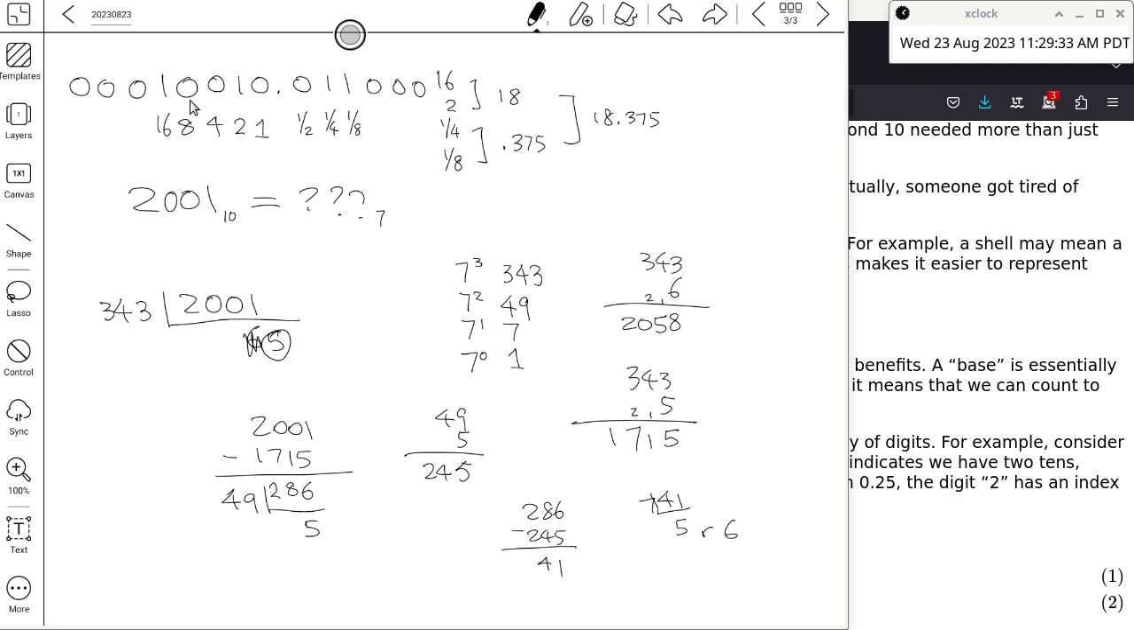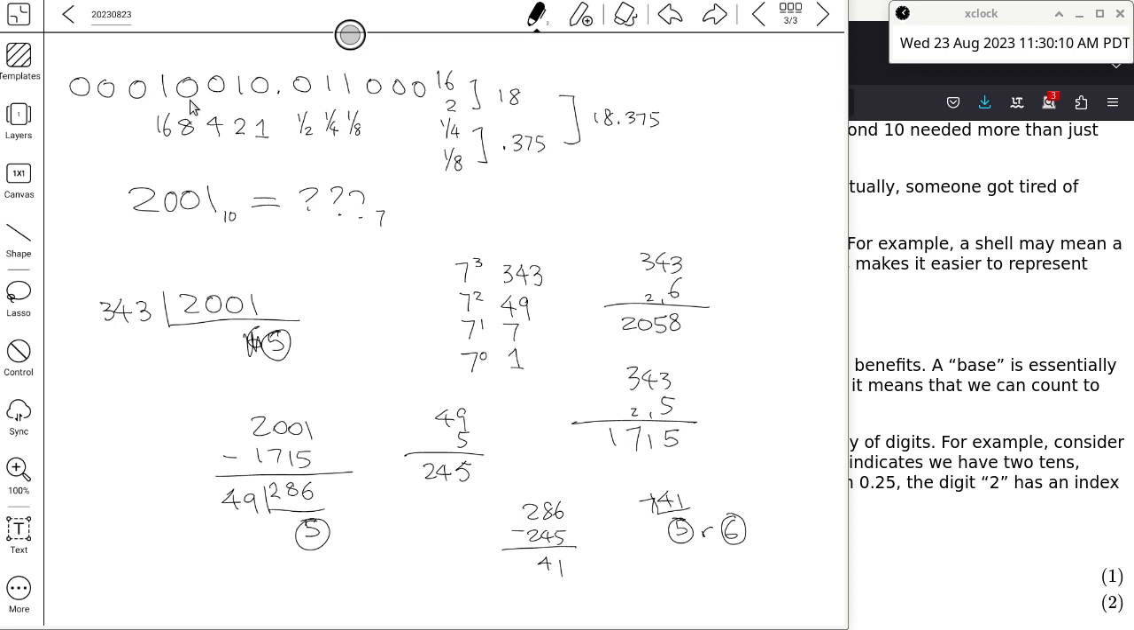Okay, so what do we have now? We have a 5, another 5, another 5, and then a 6. What are these digits referring to? We got 5 of 343, which is 7 to the power of 3. We have 5 of 49, which is 7 to the power of 2. We have 5 of 7, which is 7 to the power of 1. And then we have 6 of 1, which is 7 to the power of 0.